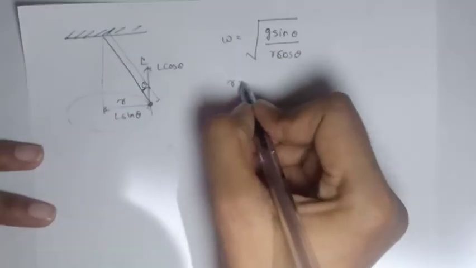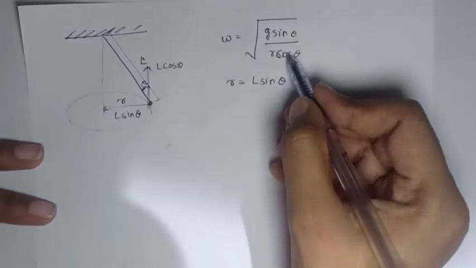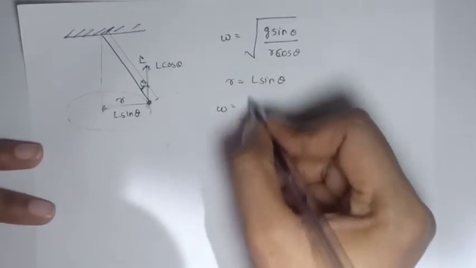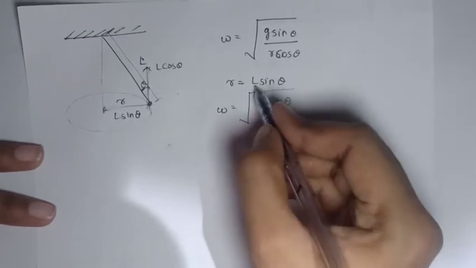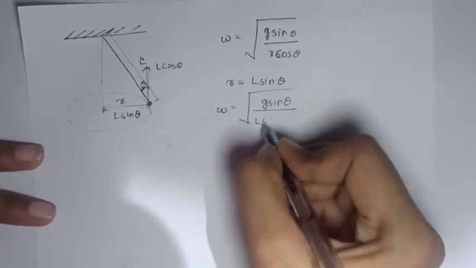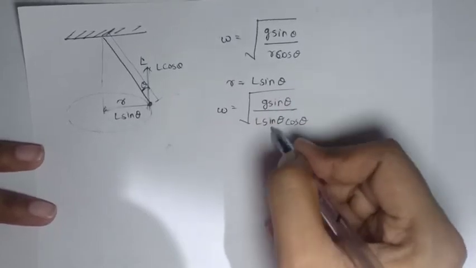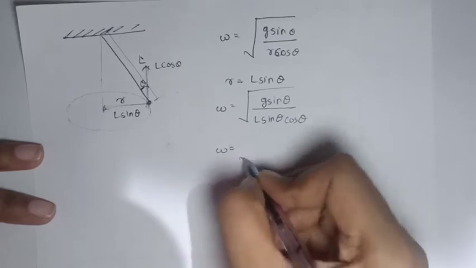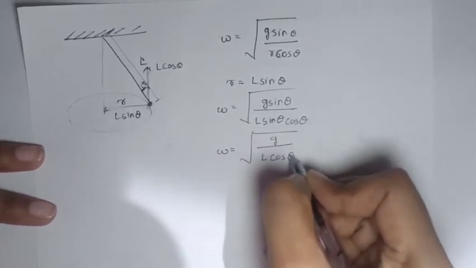So your r will be L sin theta. When you substitute in the above equation, you will get omega equals g sin theta, where r equals L sin theta, and cos theta. So sin theta and sin theta will be cancelled. So you will get g by L cos theta.